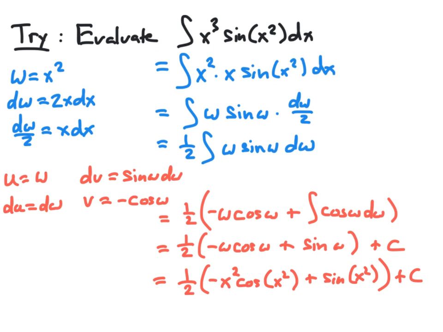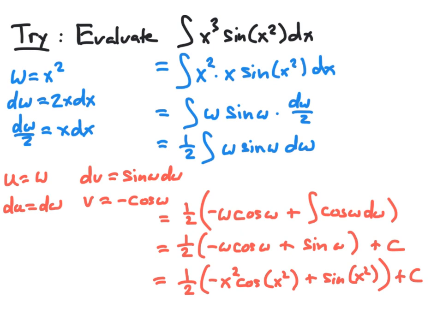In order to do this, we can use integration by parts. We can let u equal w and dv equals sine w dw. From that, we get du equals dw and v equals negative cosine w. And substituting everything into the integration by parts formula gives us 1/2 times the quantity negative w cosine w plus the integral of cosine w dw. The integral of cosine w is, of course, positive sine w.